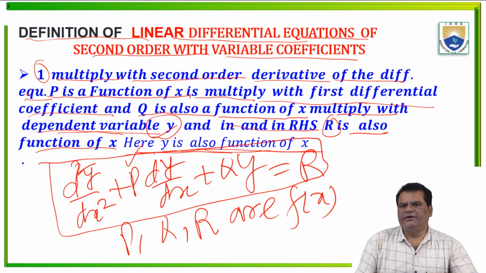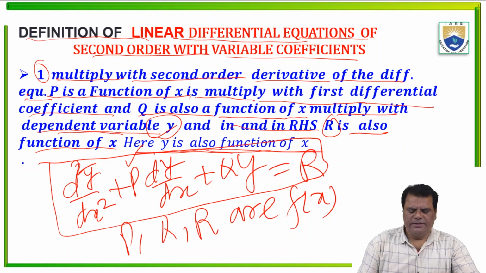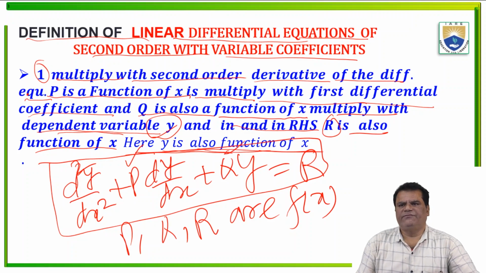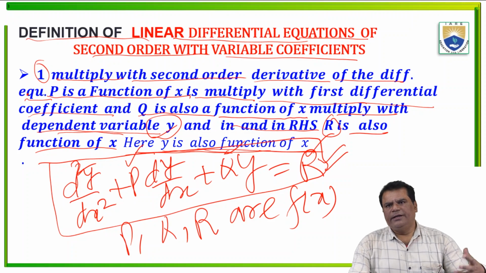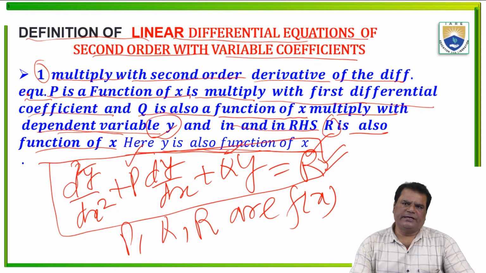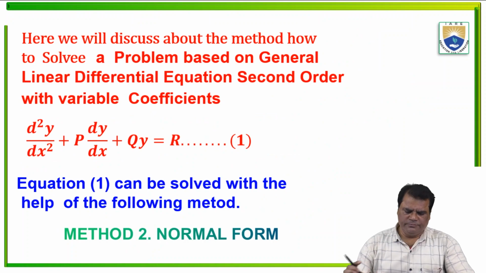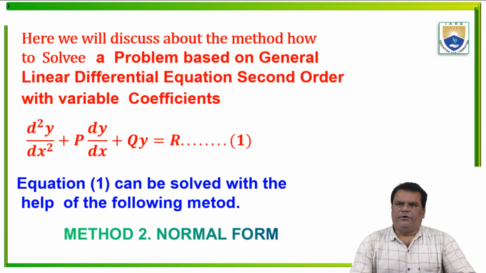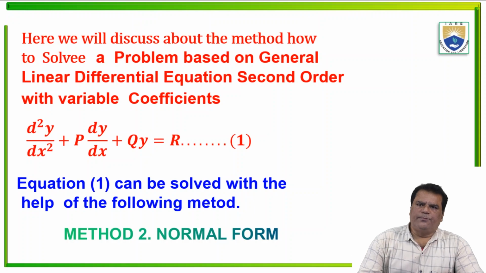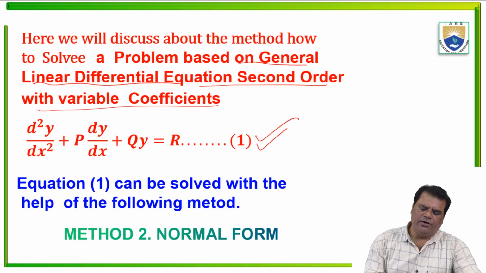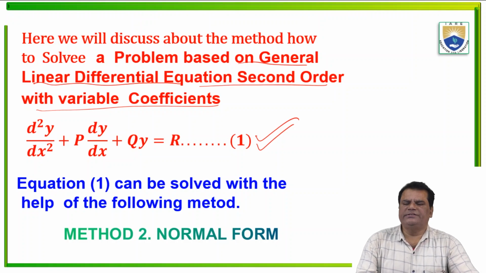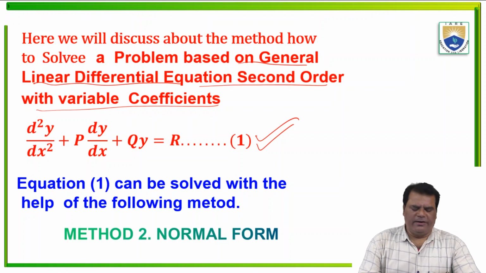Here p is the variable, variable means function of x. Q is the variable, Q is the function of x. And r is also a function of x. So this is the general ordinary linear differential equation of second order with variable coefficient. Here we will discuss the method of how to solve a problem based on the general linear differential equation of second order with variable coefficient.